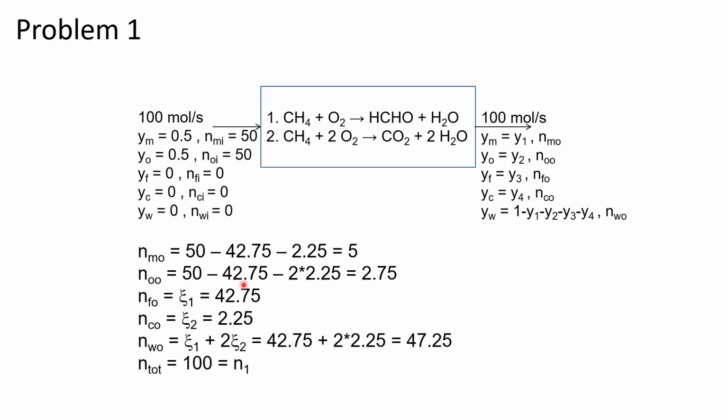We can plug those values for Xi1 and Xi2 back into our expressions for the output flows of each of the components: the methane, the oxygen, the formaldehyde, the carbon dioxide, and the water. Doing so, you get the numbers that you see here, which are exactly equal to the numbers we got from our atomic balances. Why don't you take a moment and reflect on whether you thought it was easier to work this problem using atomic balances, or whether it was easier using the molecular balances and using the extent of reaction.